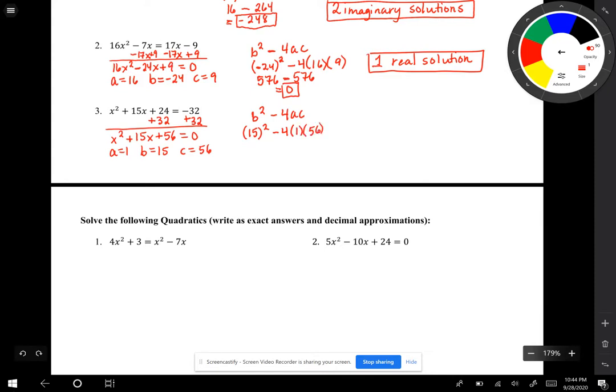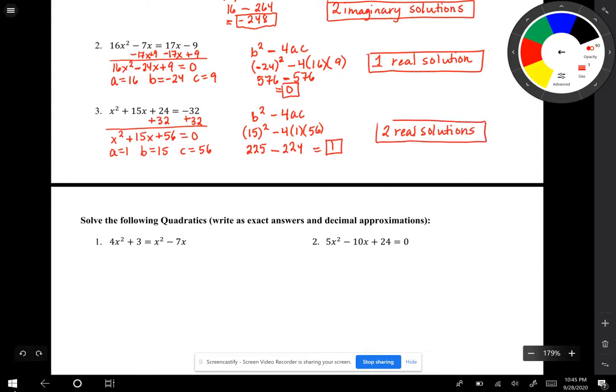So B squared minus 4AC: replace B with 15, square it, minus 4 times 1 times 56. With such large numbers, you would be crazy not to use a calculator. 15 times 15 is 225, minus 4 times 1 is 4, times 56 is 224. That equals 1. So your discriminant is 1, and because it's a positive number, you have two real solutions. Hopefully that wasn't too painful.